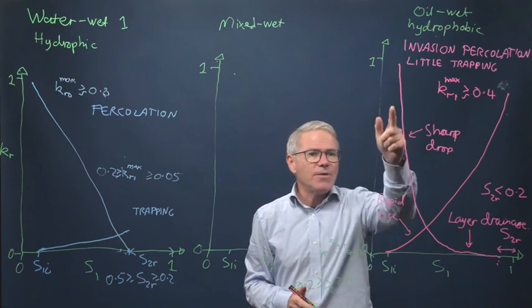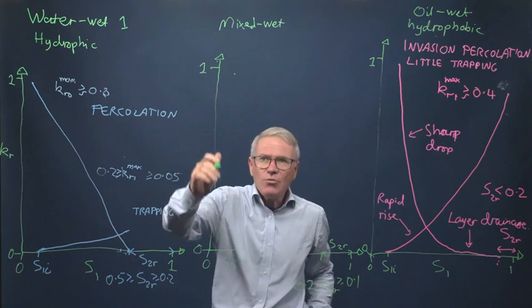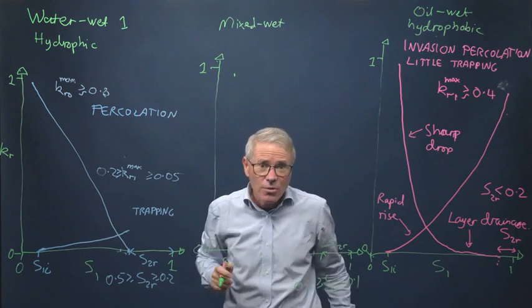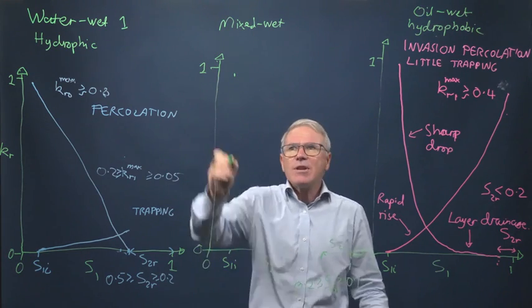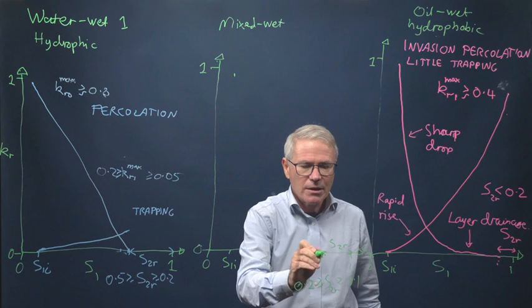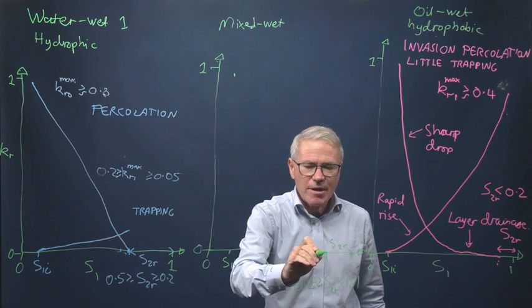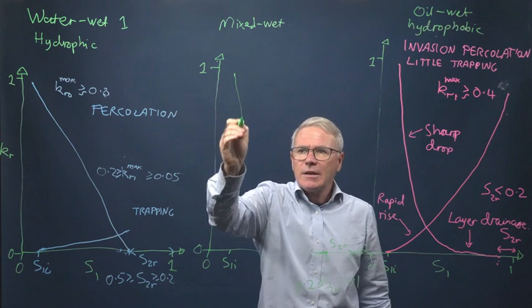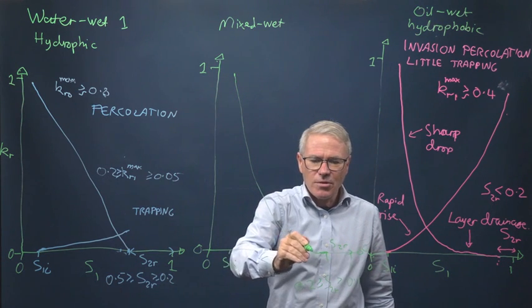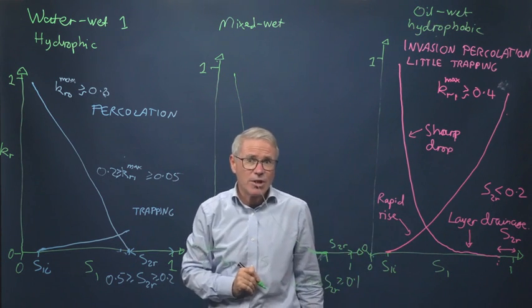In terms of the relative permeability of phase 2, so this will be the oil or the gas, you're going to see a rapid drop. All right, maybe make that look a little bit smaller. Right, let's do that. You see a rapid drop, something like that, and you still see this oil layer drainage regime.